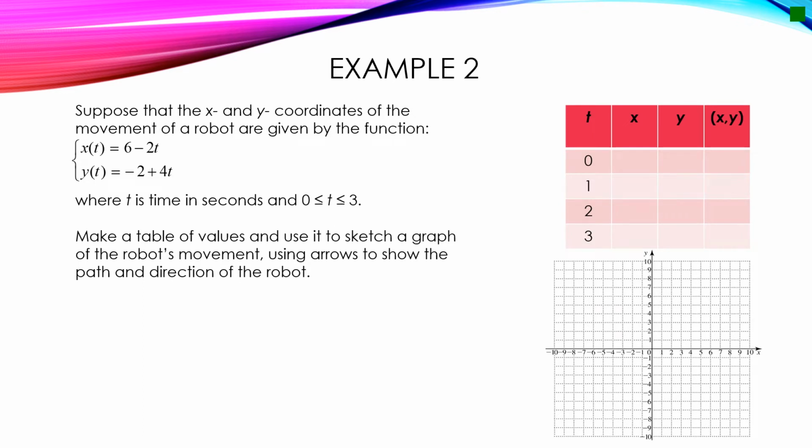But we still want to make a table of values and use it to sketch the graph of the robot's movement, using arrows to show the path and the direction of the robot. All right, so let's see here. I've gone ahead and put 0, 1, 2, 3. At some point, I'm going to let you choose what the t values are, but these seem like good values. And of course, there's a lot of other values between 0 and 3.